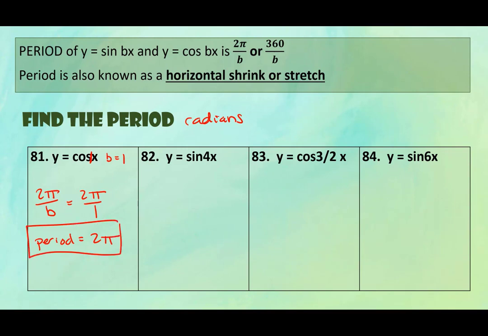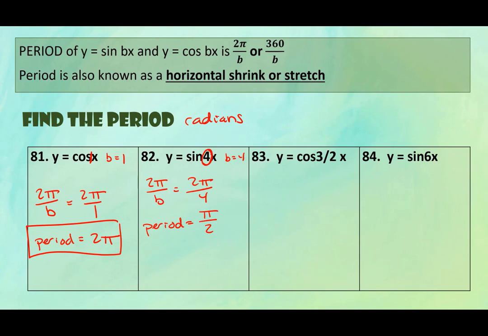Okay. Now if you look at number 82, our b is actually 4 here. So b is equal to 4. And we know that the period is 2 pi over b. So in this case, it's going to be 2 pi over 4, which reduced down, the period is going to be pi over 2. Now, this is actually a really good example of how the period affects whether it's going to be a horizontal shrink or stretch.